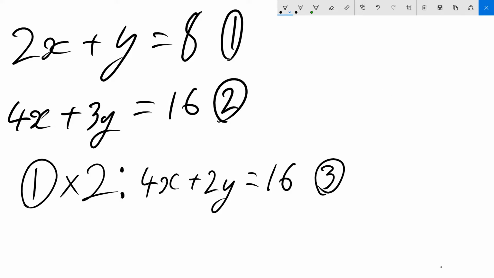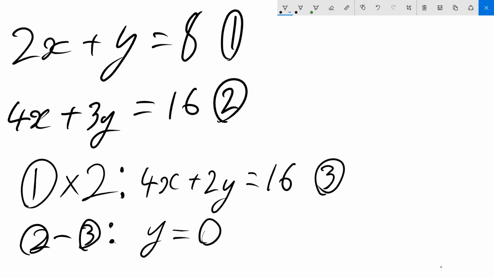And now I subtract the bigger equation from the smaller equation. So in this case, equation 2 is bigger. So I'm going to subtract equation 3 from it. So x cancels out. I get y equals, and then subtract 16 from 16, which means 0. So y is equal to 0.